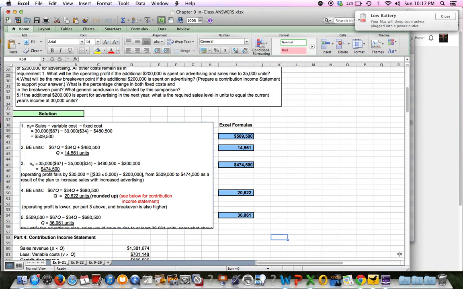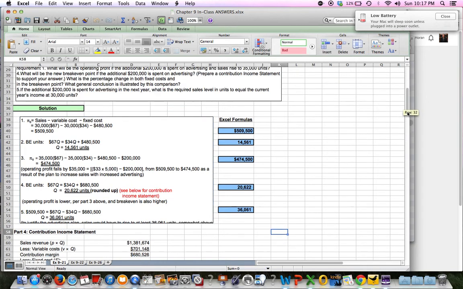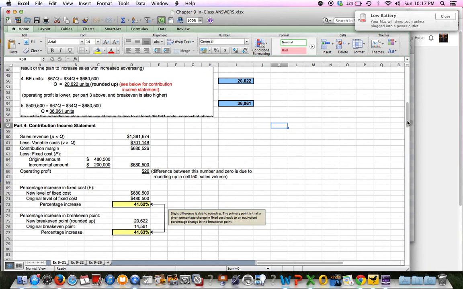And then question 4, part 4, to do a contribution margin income statement. That is basically just taking your sales minus variable cost. Remember that sales minus variable cost is your contribution margin. Minus your fixed cost to get down to your profit. So this basically proves her numbers. This is her contribution margin income statement.